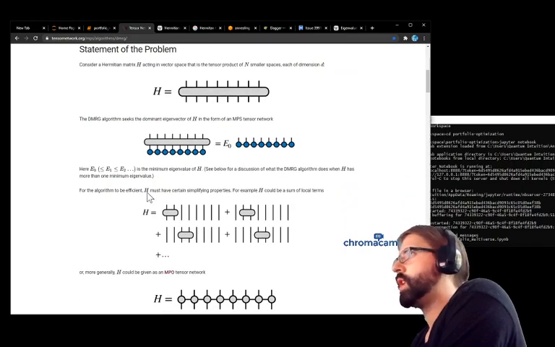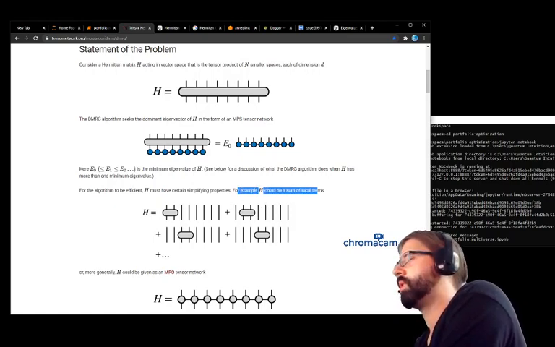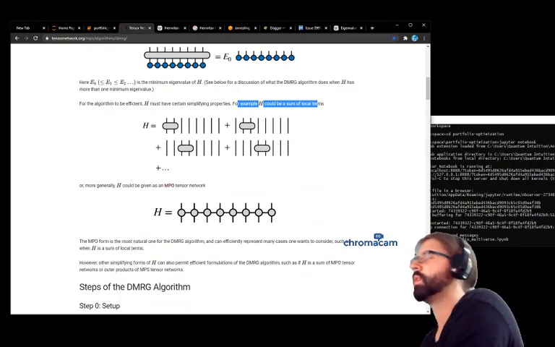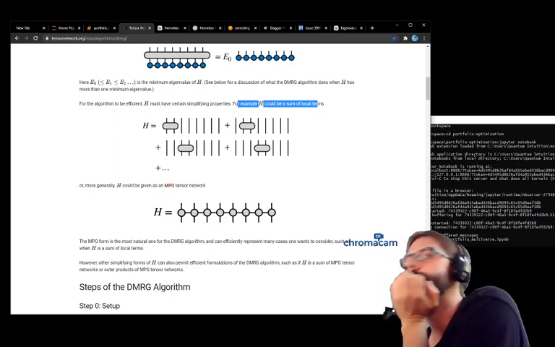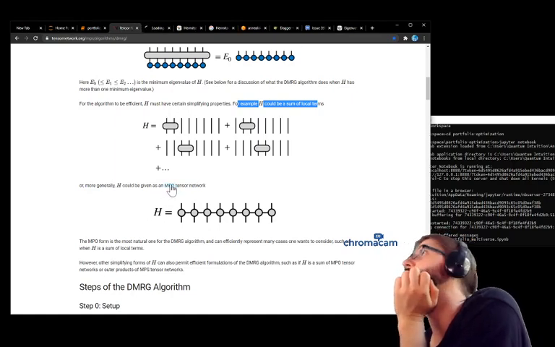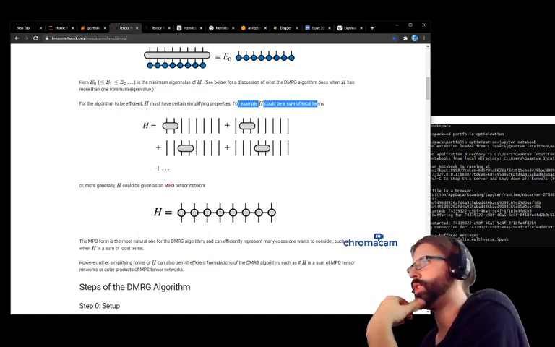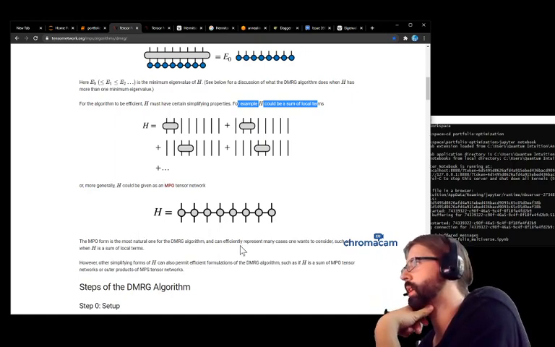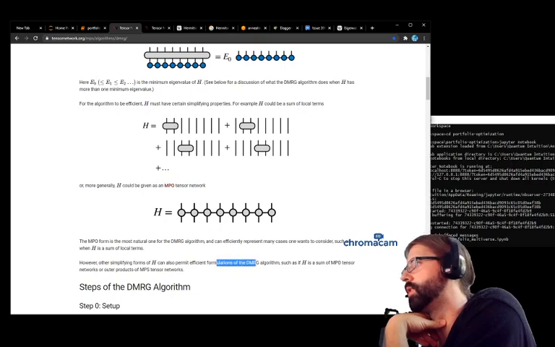For the algorithm to be efficient, H must have certain simplifying properties. For example, H could be the sum of local terms. Or more generally, H could be given as an MPO tensor network. What is an MPO tensor network? The MPO form is the most natural one for the DMRG algorithm and can efficiently represent many cases one wants to consider, such as when H is a sum of local terms. However, other simplifying forms of H can also permit efficient formulations of the DMRG algorithm.